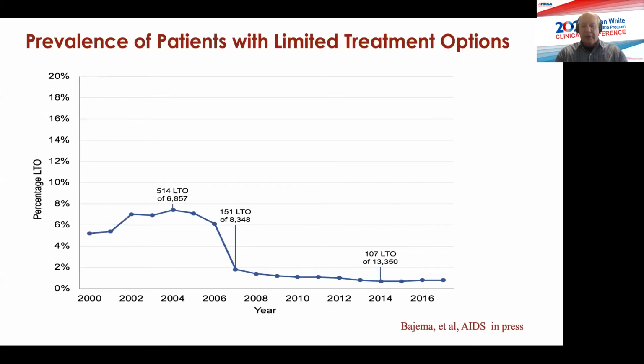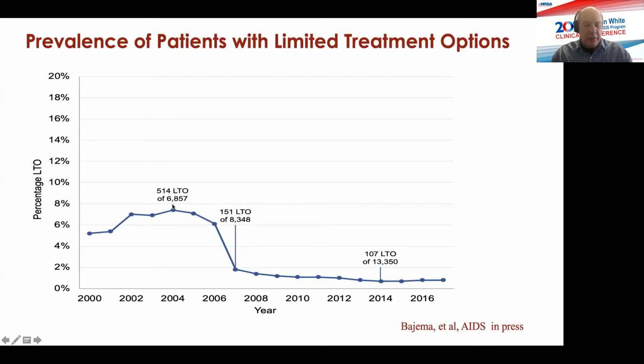So coming to the end at this point, we'll have questions for the last 15 or 20 minutes or so. This is a study that we did in what's called the CNICS cohort, something that I'm involved in. And we looked at people with what we called limited treatment options. So if you go back to 2000, about 6 to 7% of folks had limited treatment options.